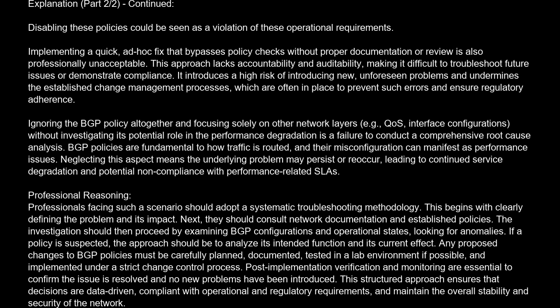Professional reasoning. Professionals facing such a scenario should adopt a systematic troubleshooting methodology. This begins with clearly defining the problem and its impact. Next, they should consult network documentation and established policies. The investigation should then proceed by examining BGP configurations and operational states, looking for anomalies. If a policy is suspected, the approach should be to analyze its intended function and its current effect. Any proposed changes to BGP policies must be carefully planned, documented, tested in a lab environment if possible, and implemented under a strict change control process.